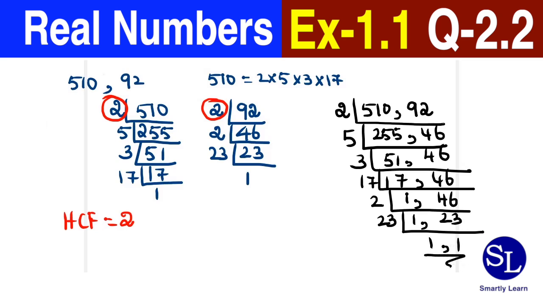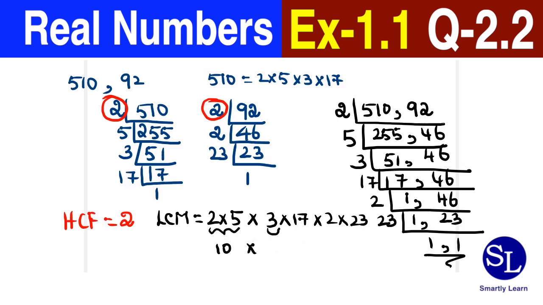Now to calculate the LCM. So what is the LCM? LCM is nothing but 2 into 5 into 3 into 17 into 2 into 23. I can pair it like this. So 2 into 5 is 10. 17 into 3 is 51. 23 into 2 is 46. So LCM is nothing but 10 into 51 into 46, which is computed to be 23460.